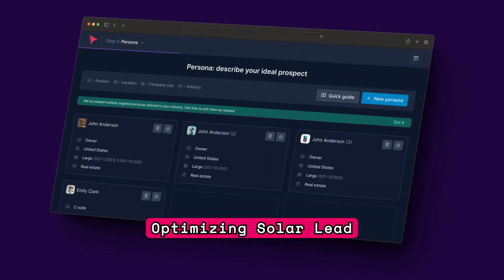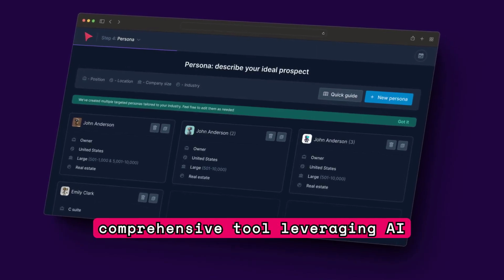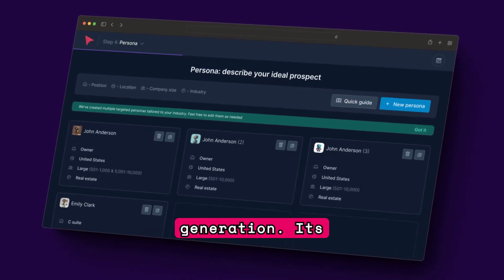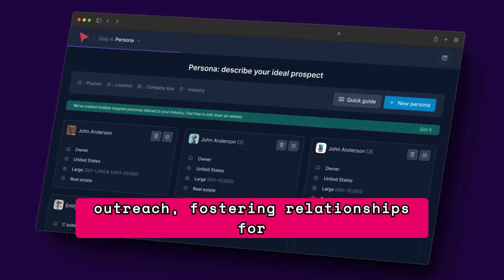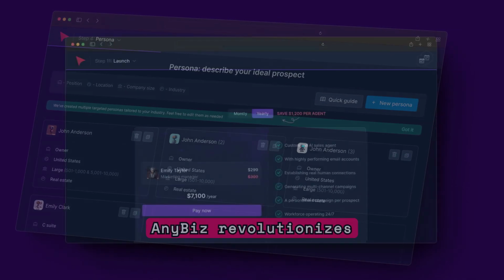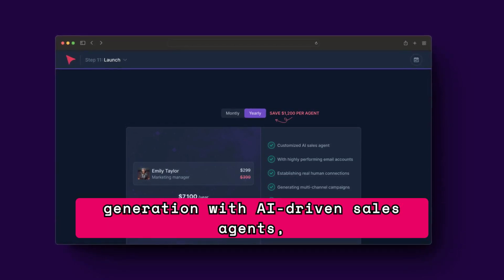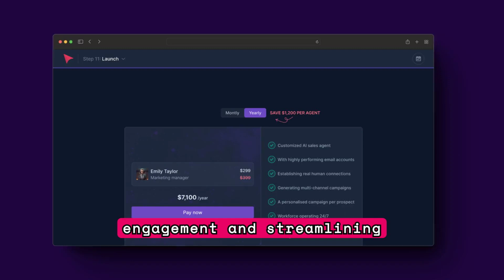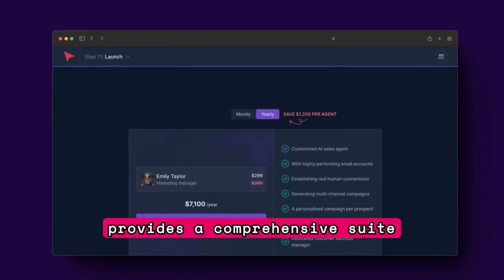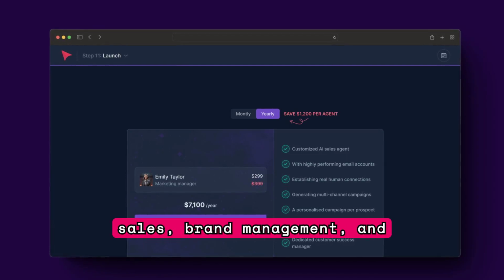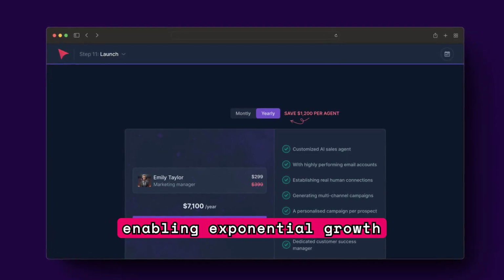Optimizing solar lead generation with AnyBiz.io. AnyBiz is a comprehensive tool leveraging AI to enhance solar lead generation. Its advanced features ensure smarter outreach, fostering relationships for successful conversions. AnyBiz revolutionizes B2B solar lead generation with AI-driven sales agents, offering personalized engagement and streamlining processes. It provides a comprehensive suite for outbound and inbound sales, brand management, and continuous refinement, enabling exponential growth effortlessly.